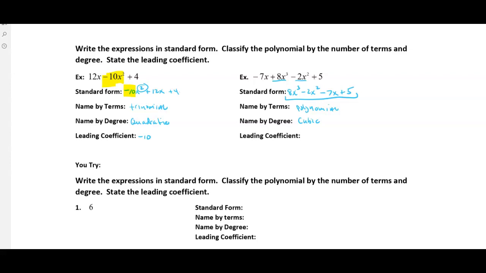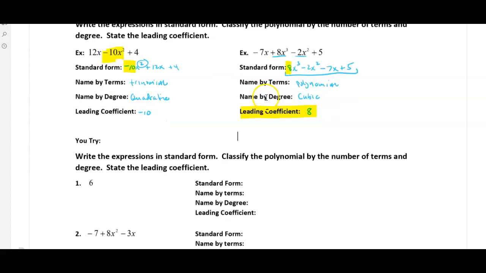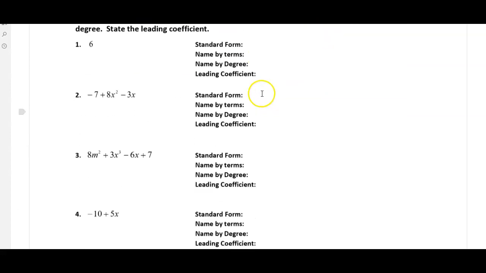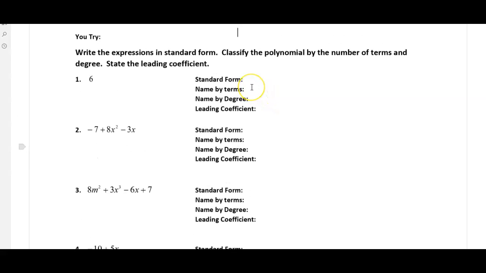Now the leading coefficient, what's the number in front of the highest degree variable expression? That would be 8. Okay, so if I look, my leading coefficient is the number in front of the first term when written in standard form. All right, so real quick, pause the video, try the next few examples, and then come back and check your answers.